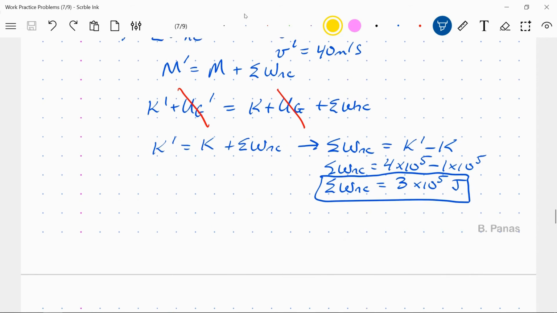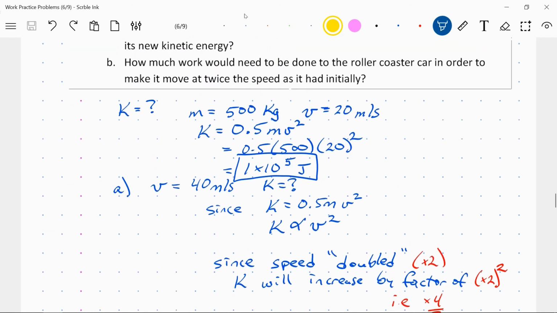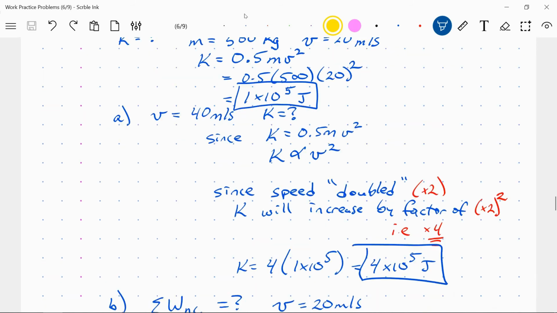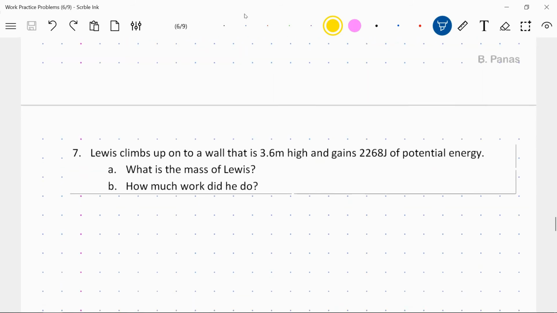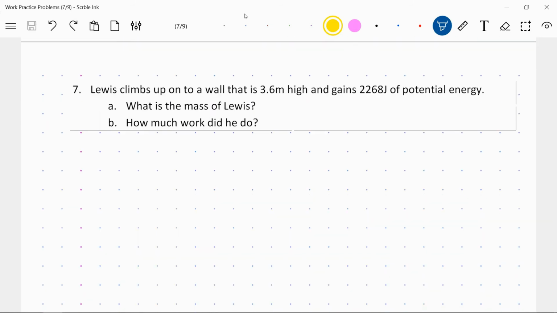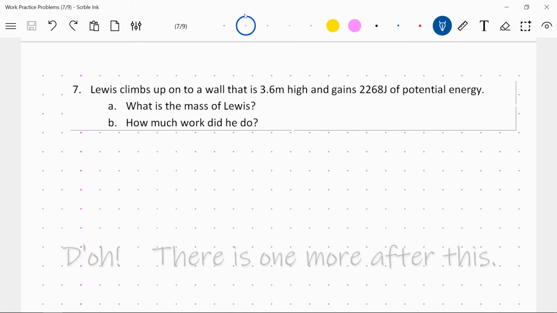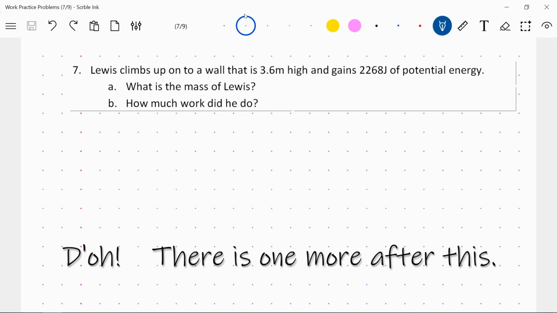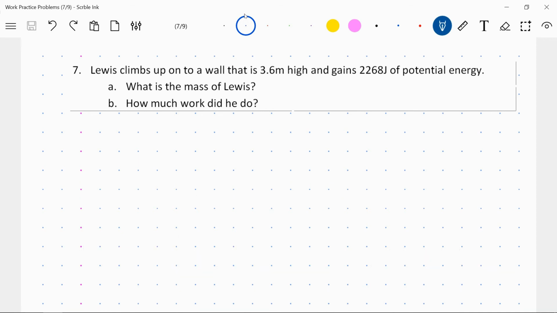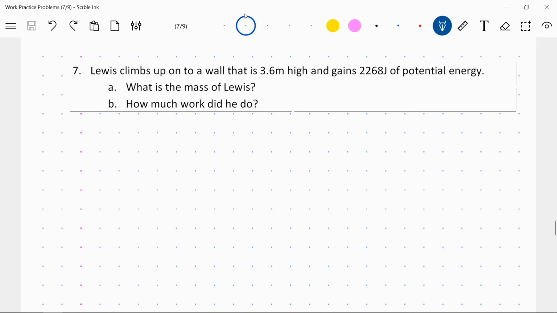Okay. Moving on. That was what number here? Number 6? Yes. Moving on to number 7, which I think is the last one, actually. So doing all right here. Number 7 is Lewis climbs up onto a wall that is 3.6 meters high and gains that much potential energy. A, what's the mass? And part B, how much work did he do?